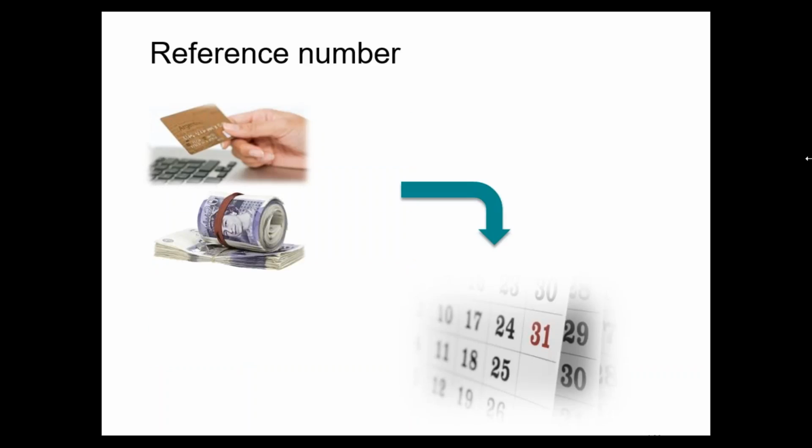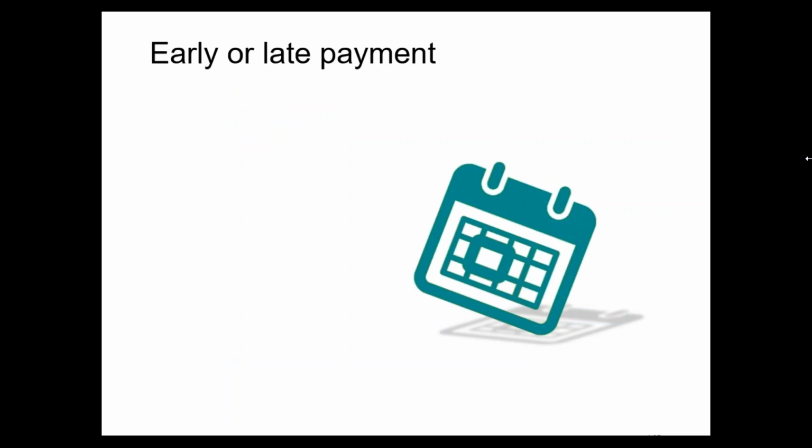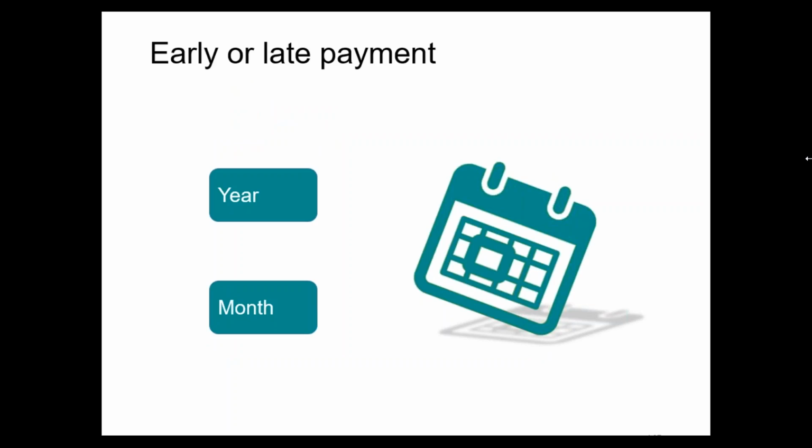Every payment you make to HMRC has to be matched to the correct month and year in our records. If you pay on time, this will be done automatically as long as you use the right Accounts Office reference number, and you won't have to do anything else. But if you pay early or late, you need to let HMRC know which tax year and, of course, tax month that the payment is for.